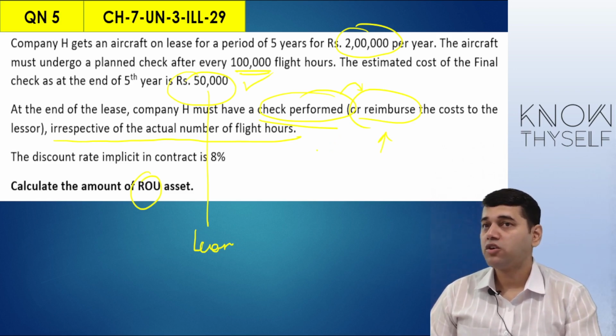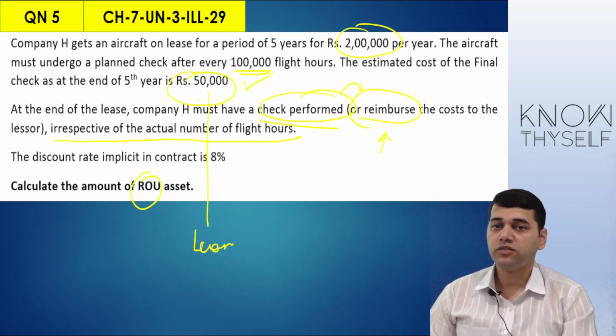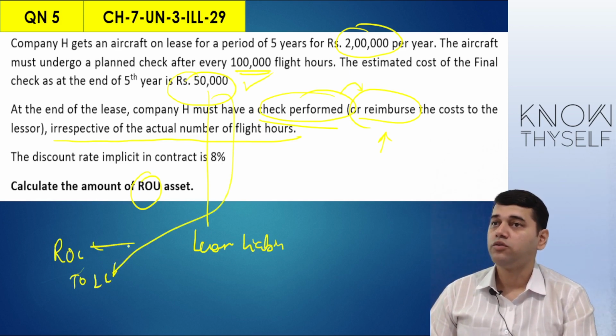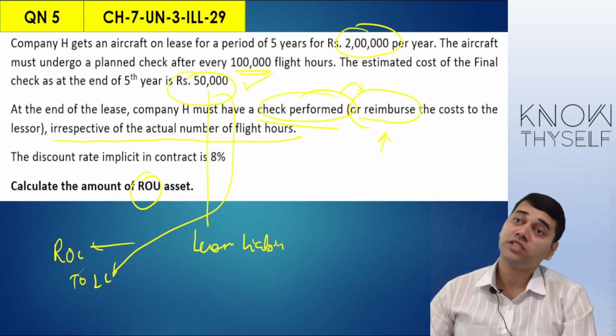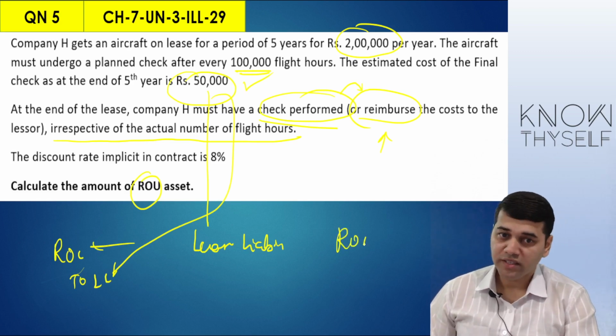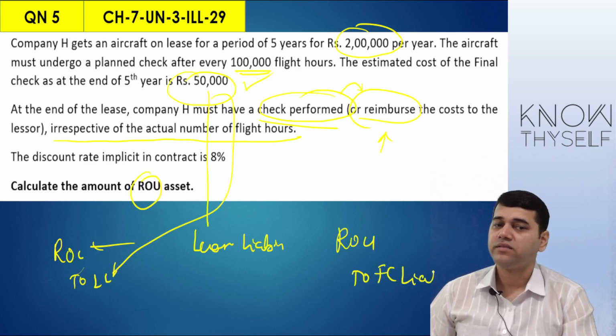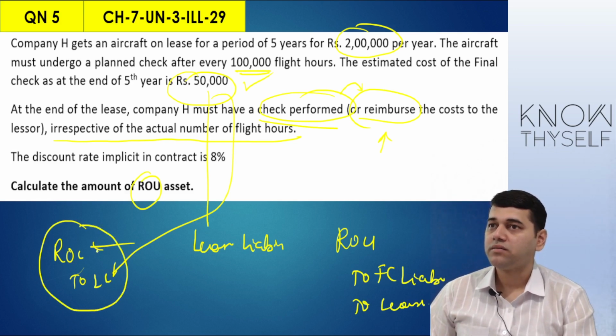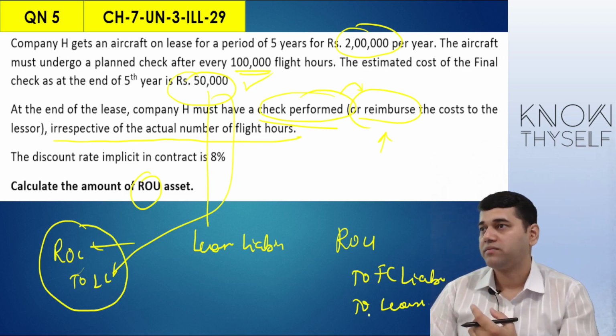Now, if I am going to reimburse the cost to the lessor, this 50,000 will become part of the lease liability. I have to find out the present value and pass an accounting entry: ROU asset account debit to lease liability. The present value of the 50,000 will also be included here. But if this 50,000 has to be paid to a third party, then ROU asset is debited to final check liability and to lease liability. In the first case I have only ROU to lease liability. In the second, ROU to lease liability and to final check liability, because this 50,000 is payable to a third party.